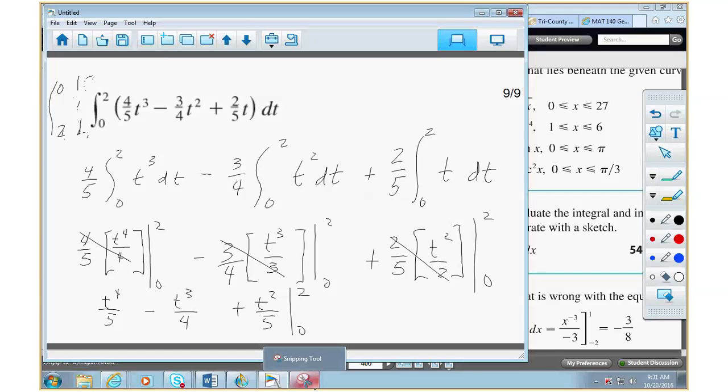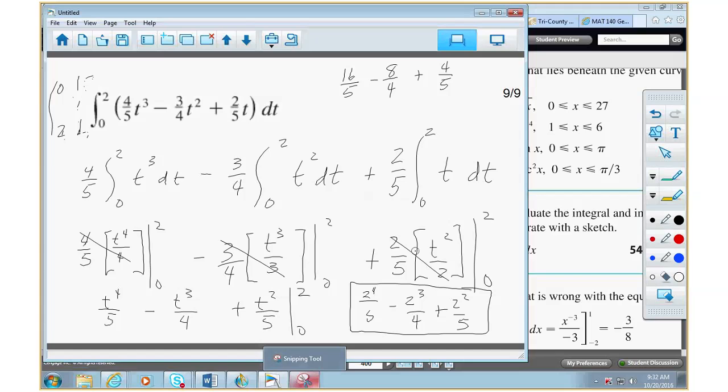0 gives 0. So you don't have to do the 0. So all you're left with is 2 to the 4th over 5 minus 2 to the 3rd over 4 plus 2 to the 2nd over 5. And just so you'll know what your answer is, 2 to the 4th is 16 over 5, right? Minus 8 over 4 plus 4 over 5.